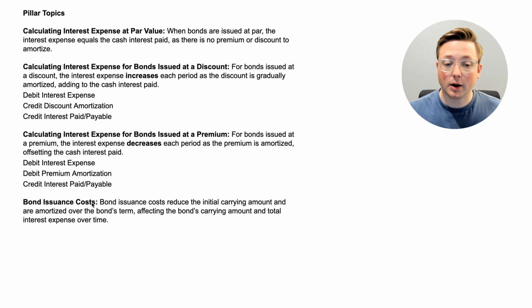One last thing, bond issuance costs. Bond issuance costs reduce the initial carrying amount and are amortized over the bond's term, affecting the bond's carrying amount and total interest expense over time. Again, we didn't dive super deep into that. You just need to know that bond issuance costs do reduce the carrying amount of the bond when you issue it, and those will be amortized over time. But the main thing is you just need to know all costs associated with issuing a bond are considered bond issuance costs and reduce the carrying amount of the bond.